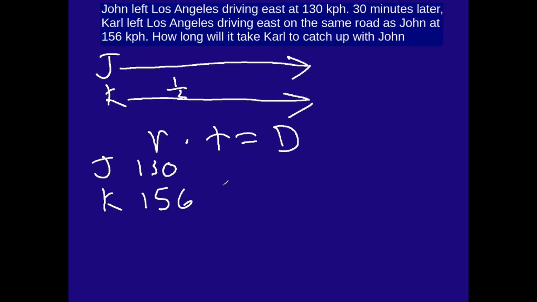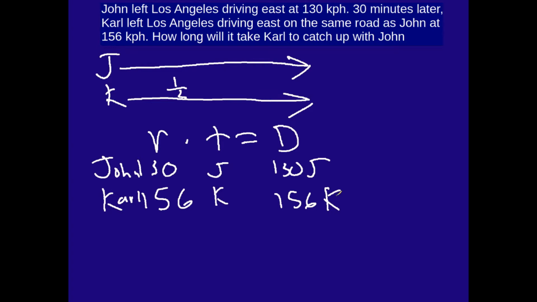We don't know how long they've been traveling yet. It's not clear yet. So for that, we're going to put J for John and K for Carl. And we know that their distance is going to be 130 kilometers times J and 156 kilometers times K, because that's how fast they're traveling per hour. So however many hours they travel, that's how far they go.